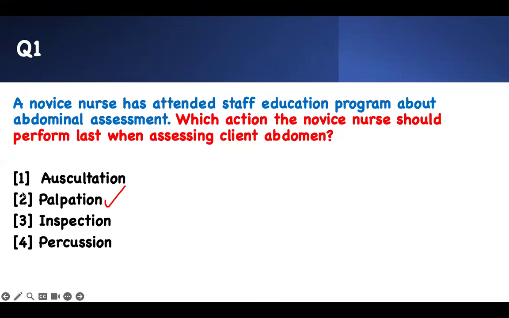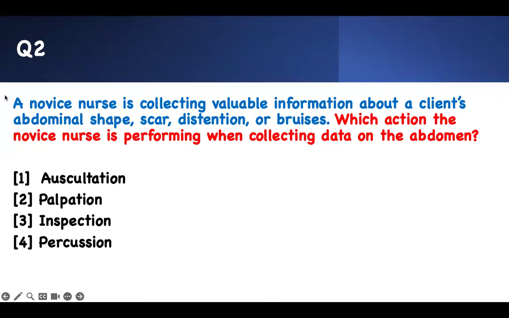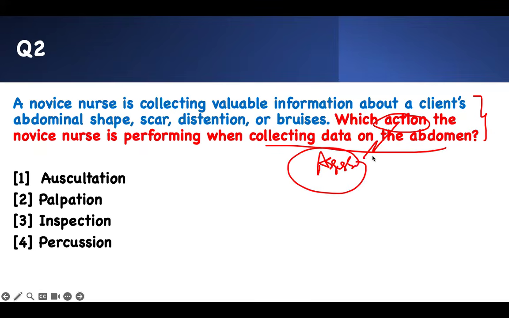That's the step. So in order to give you the content for that, I went further with this question. It's the same thing, test taking strategy. I've given you 3 sentences, make it 1. Which action is the novice nurse performing when collecting data of the abdomen? This is the same thing as assessing the abdomen. So which action is the novice doing when doing the assessment? What kind of assessment? A novice nurse is collecting variable information about a client, looking at the client's abdominal shape, scar, distension, and bruising. What action is the novice nurse performing?